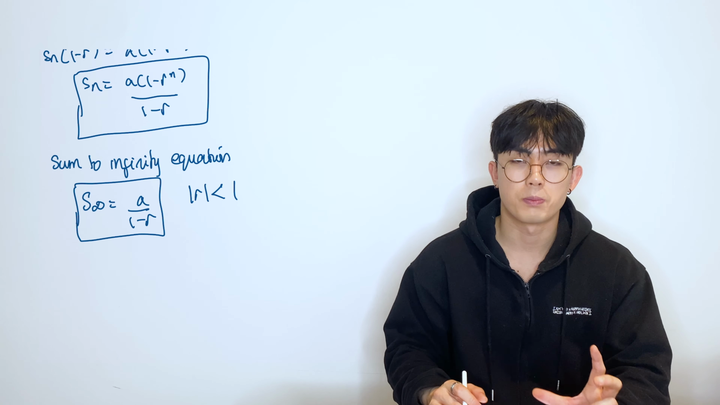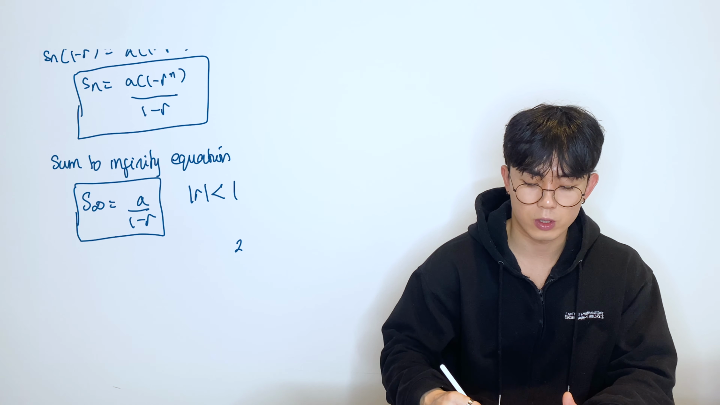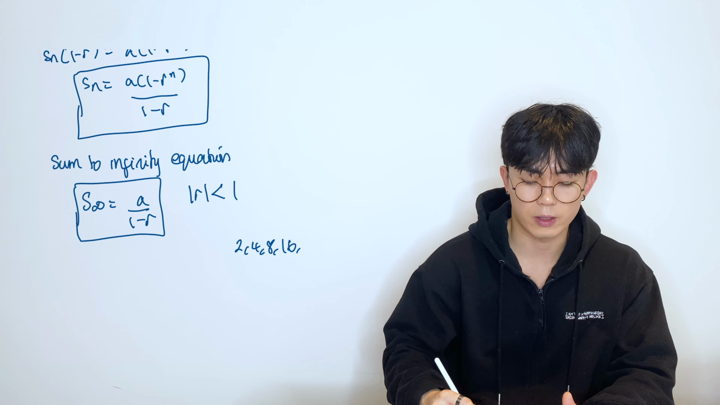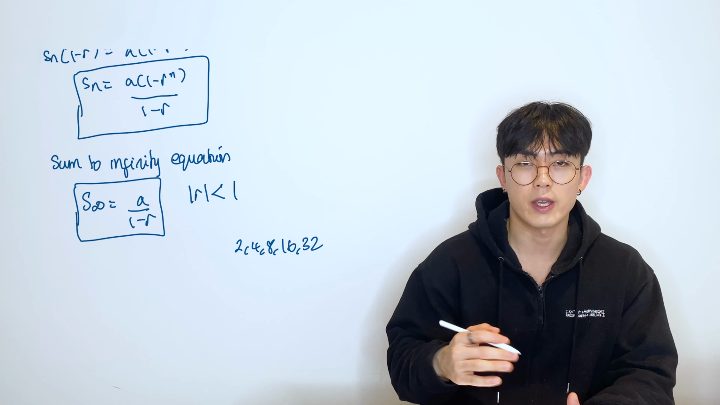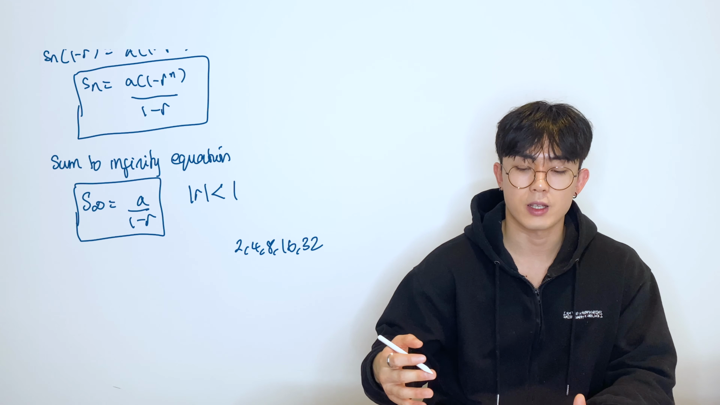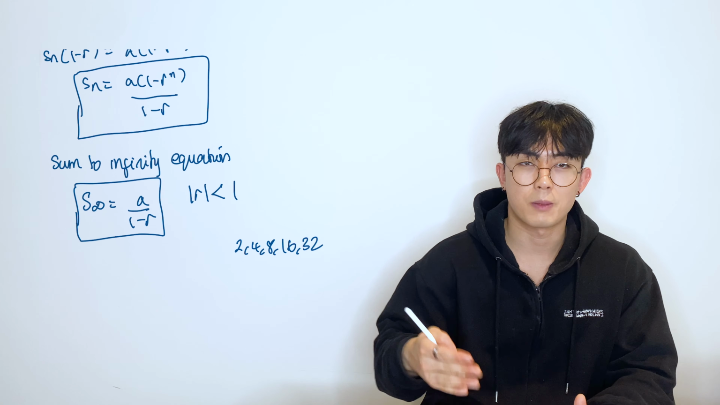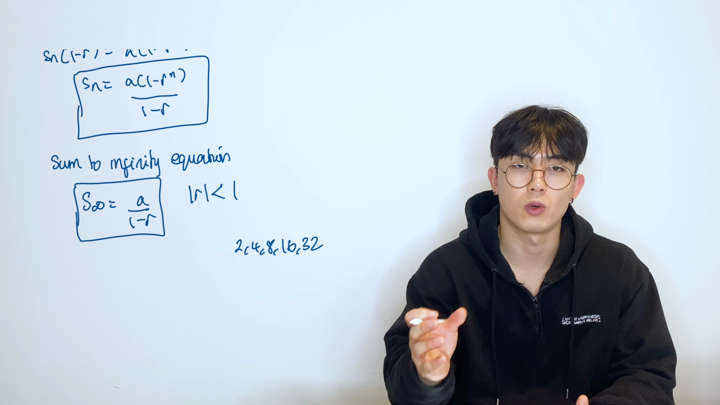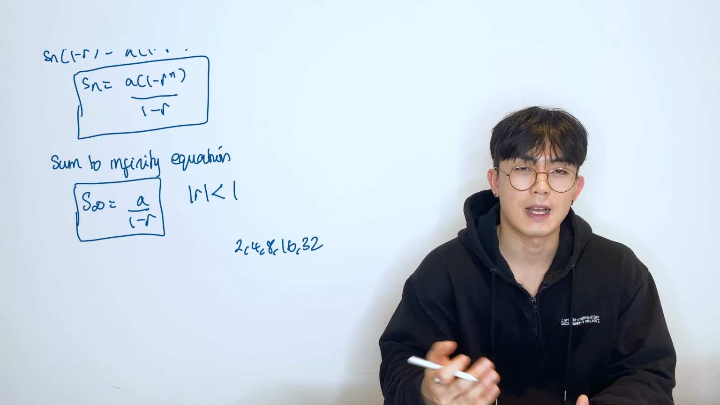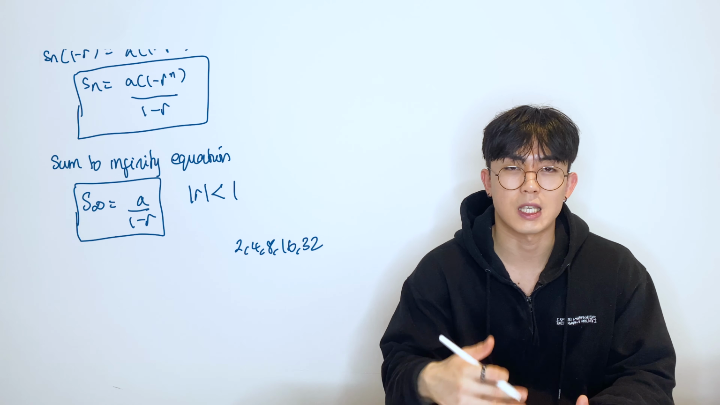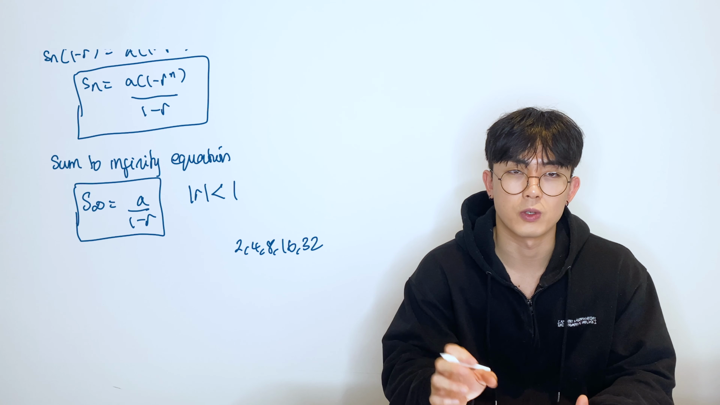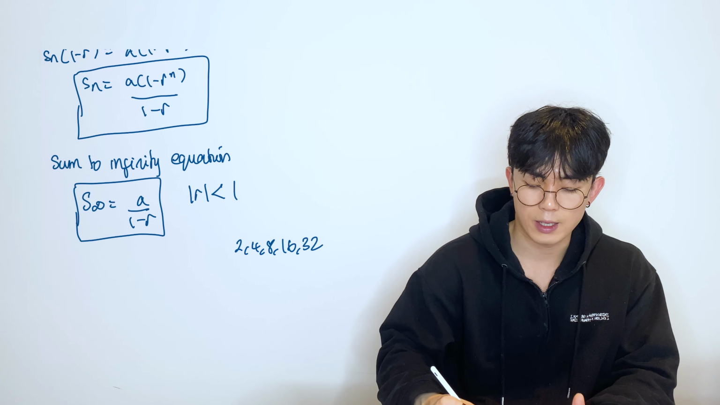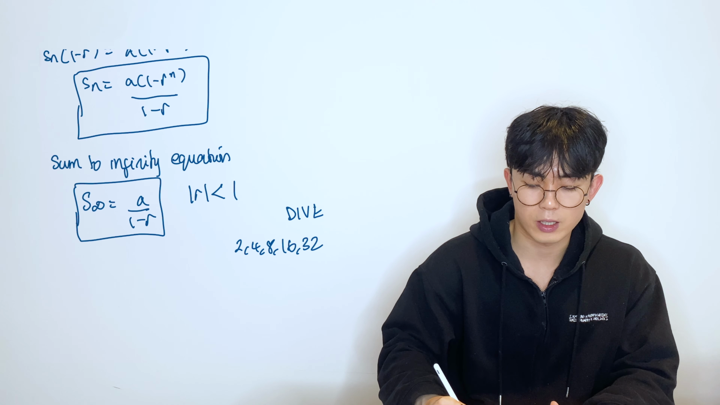Now, this is important because if I go back to the sequence 2, 4, 8, 16, 32, as you can see, we're multiplying by 2 every single step, right? So as it gets bigger and bigger, the values themselves are going to get bigger. If I wanted to sum them all up, it would be impossible because at very large values they just keep increasing, so it won't pinpoint to a certain position. This sequence here is known as a diverging series.